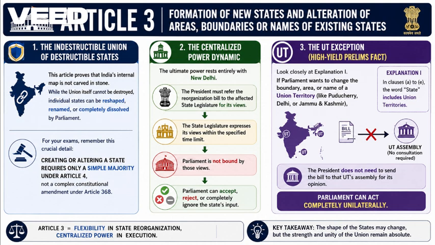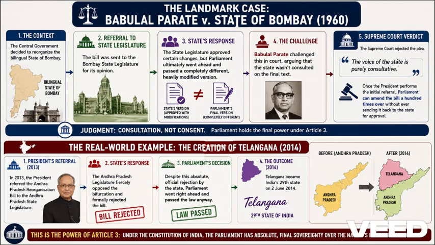The UT exception. High-yield prelims fact. Look closely at explanation 1. If Parliament wants to change the boundary, area, or name of a union territory, like Puducherry, Delhi, or Jammu and Kashmir, the President does not need to send the bill to that UT's assembly for its opinion. Parliament can act completely unilaterally.